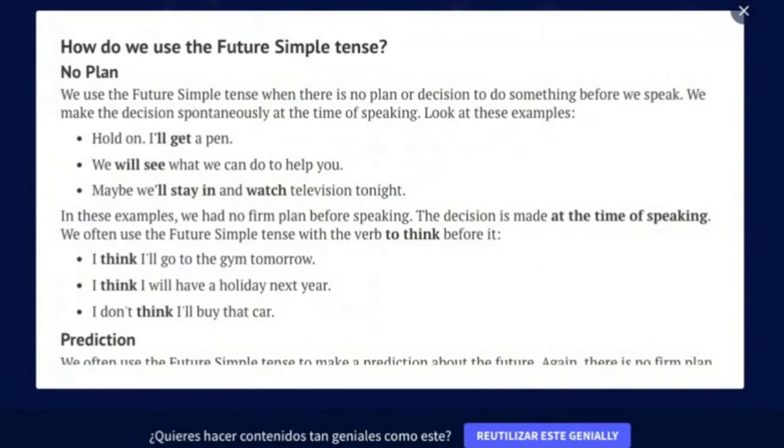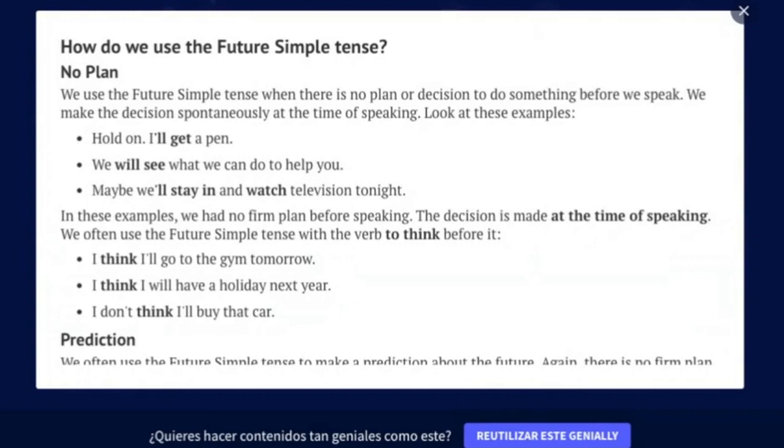We're going to use the future simple or future with will when we don't have a plan for something, when it's spontaneous at the moment. So we use the future simple tense when there is no plan or decision to do something before we speak. We make a decision spontaneously at the time of speaking. Look at these examples, guys. Hold on, I'll get a pen.